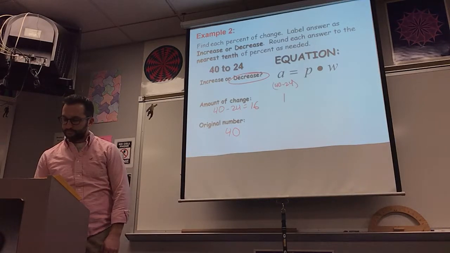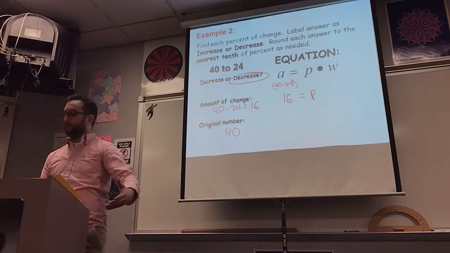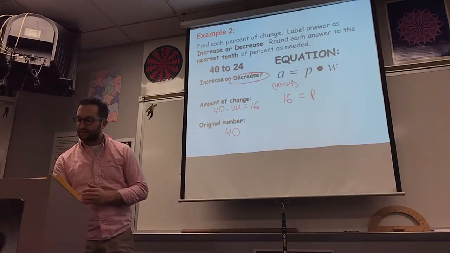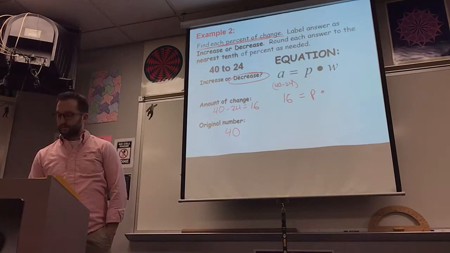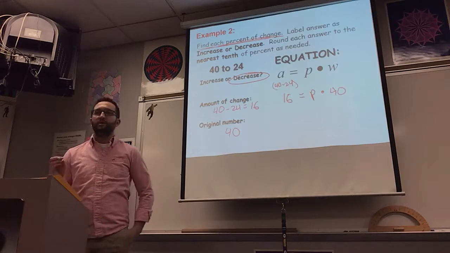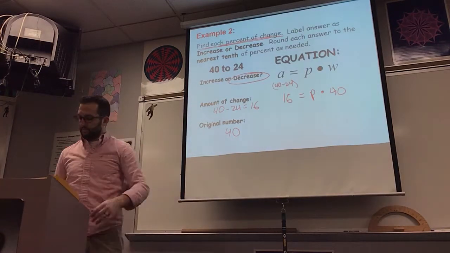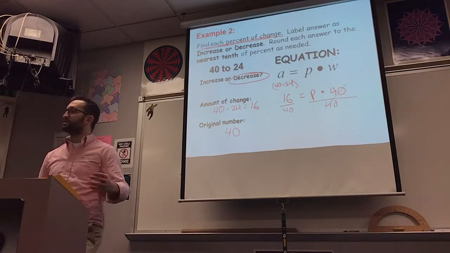Or 16. And what's P? P, because we don't know it. We're looking for the percent of change, right? It says find the percent of change. Times W, what's W? 16. It's not 16. 40. Why is it 40? Because that's the original number. The original number is the number we started with. Divide both sides by 40, and that's okay, Saeed. We're making that mistake now so we don't make it later.